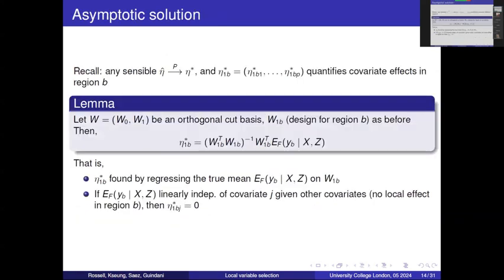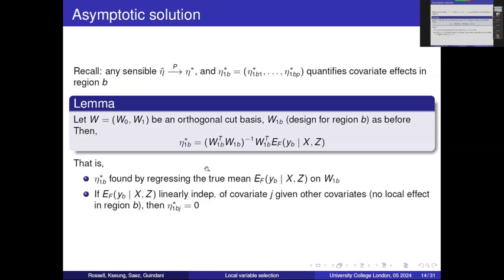Okay. So then there's this lemma: if you look at the asymptotic solution of the optimal parameter value, eta 1b for region B, which contains the estimated effects for the P covariates. This vector is obtained by taking the design matrix in that region and doing the linear regression of the expectation in that region on the design matrix in that region. It is easy to show because of orthogonality. The general expression we had before can be proven to be this in 2 lines.